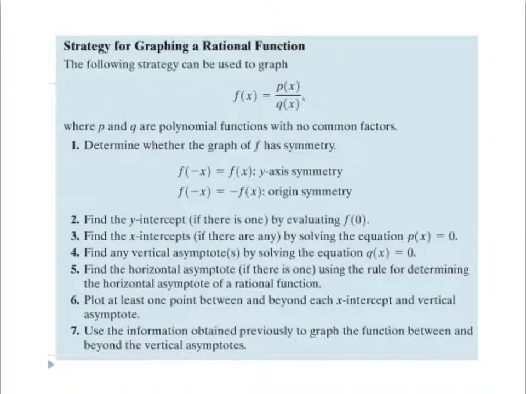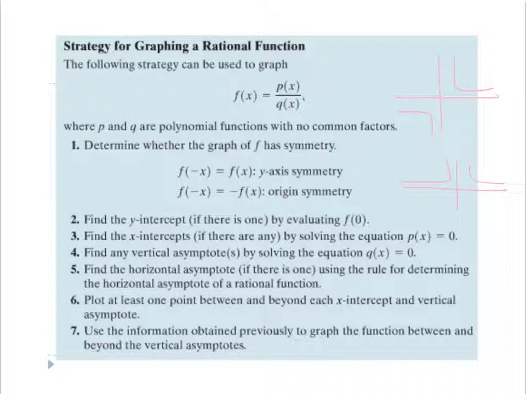Alright, if we don't have the parent that we can transform, and I have a polynomial over another polynomial that's not fitting into that transformation model that I just showed you, it's a good idea to go through the strategy for graphing rational functions. First, we always want to determine what kind of symmetry it has. Does it have y-axis symmetry, origin symmetry? Because that's going to help me determine, are my curves occurring like this? This is origin. Are my curves occurring like this? This is y-axis symmetry.